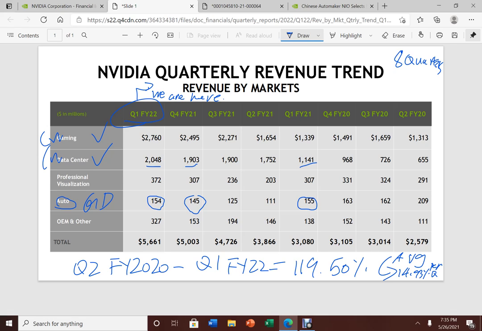And if we look at the total revenue, we can see total revenue from quarter one, fiscal year 2022. For some reason, they're at fiscal year 2022. In quarter two, fiscal year 2020, they have a revenue increase between those two quarters of 119.5%. They show 8 quarters here. On average, this is growing at 14.93% per quarter in revenue. That is absolutely impressive. Again, consider how old NVIDIA is as a company.